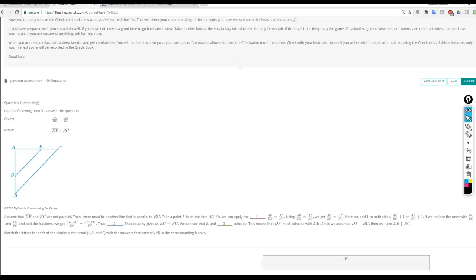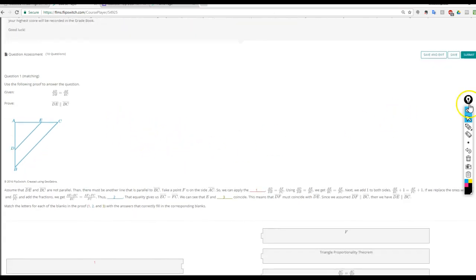Alright, welcome to Lesson 19's checkpoint. We're just going to start with question 1 since it is a proof. Use the following proof to answer the question. Given AD divided by BD is equal to the portion of AE divided by EC, prove that segment DE is parallel to segment BC.